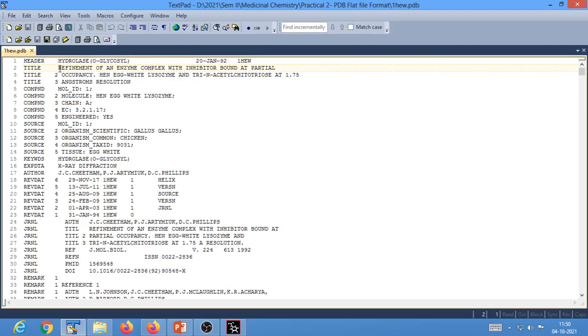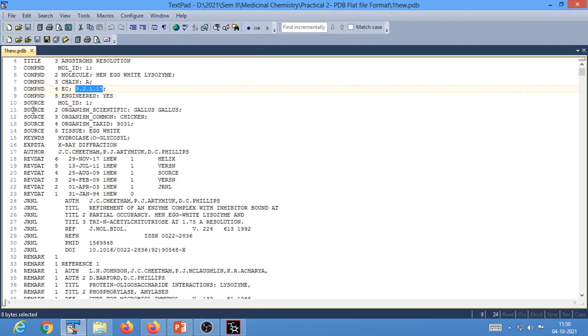Then you have the COMPND, or compound, information, wherein it will give you an idea of how many chains are there in your PDB, and what the EC or Enzyme Commission number is for that particular enzyme. Then there are SOURCE lines, which give you information about the source from which this particular protein was isolated and crystallized, right?